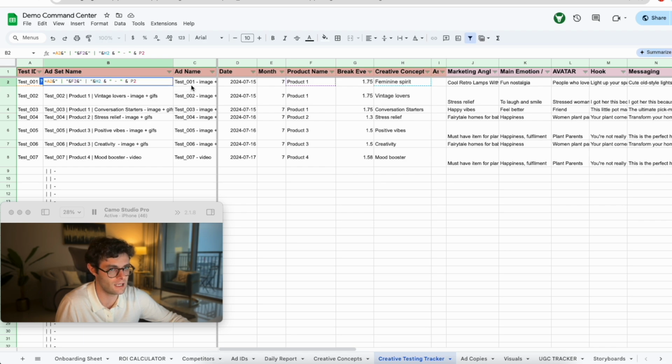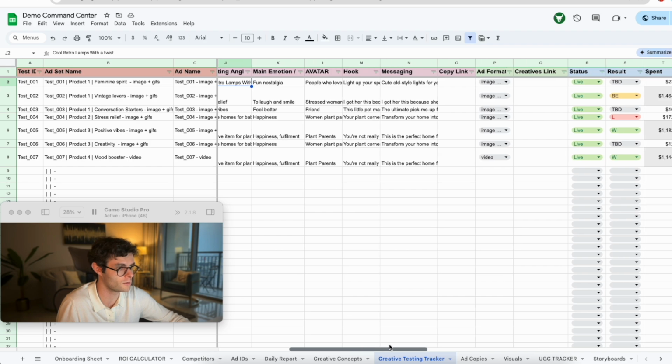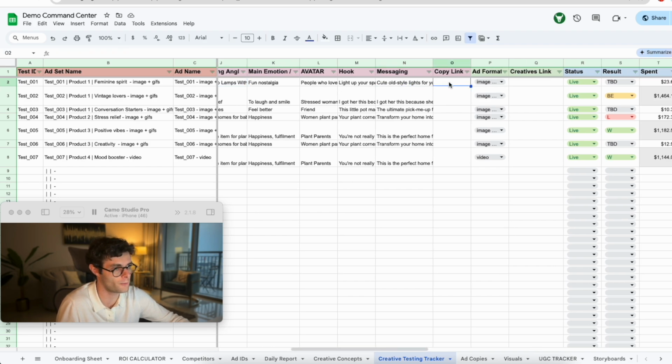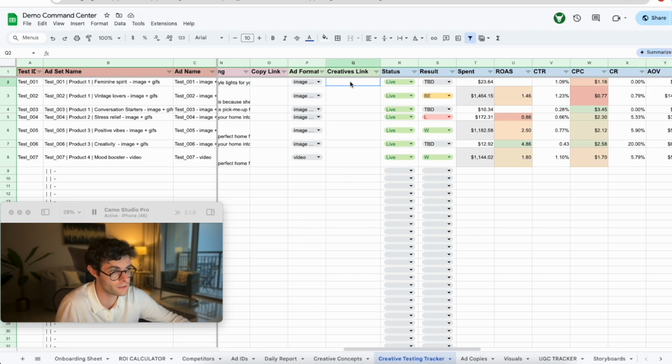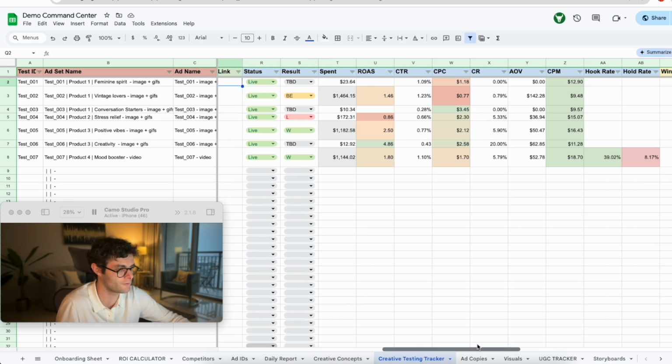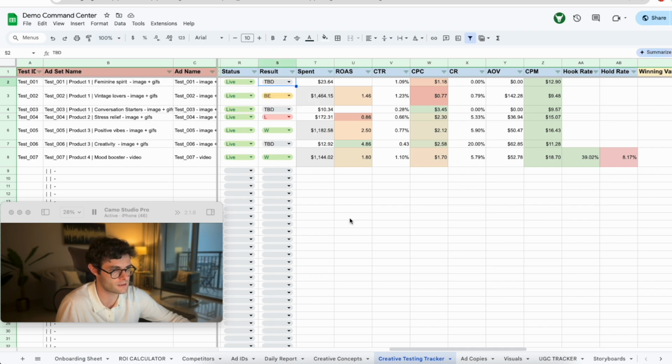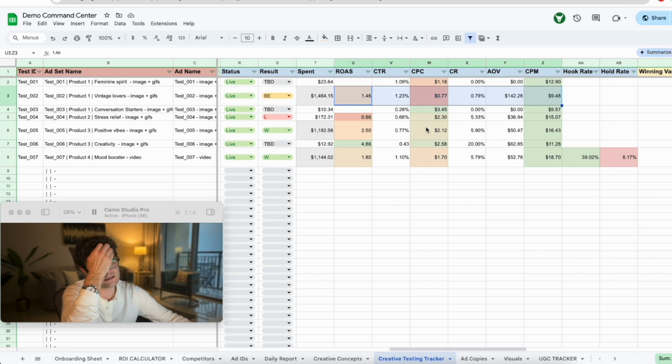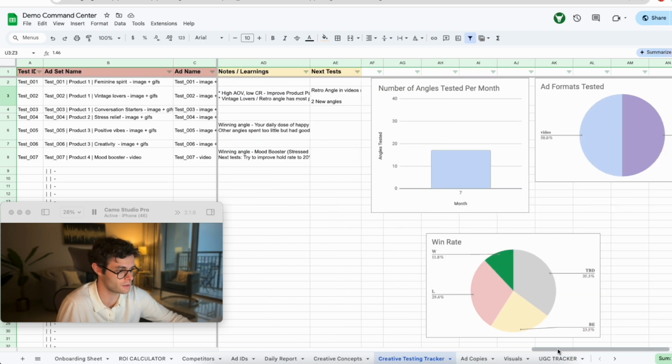This is the ad set name, whether it's an image or a video, the date, the month during the year that we launched, the product name, break even just for reference, the creative concept, the marketing angle, the avatar that we use, the messaging, the copywriting, the link for the ad copy that we use, the creative link, and then the status, whether it's live, whether it's profitable or not. In this case, it's to be determined, maybe because it didn't spend enough, right? And then it's all color coded, meaning we can easily find correlations on what ad sets are working. And then we have final notes where we can put our own conclusions.